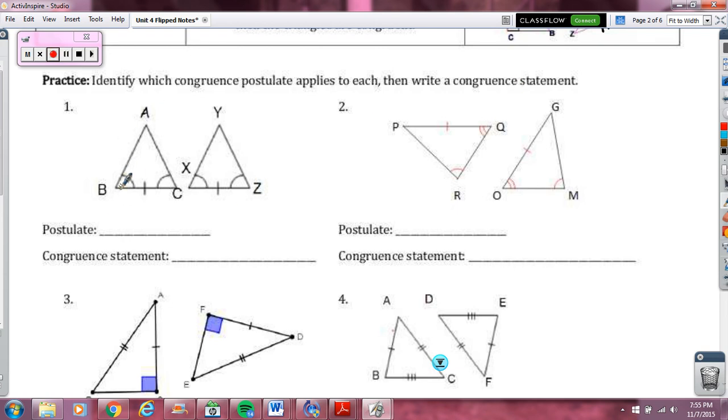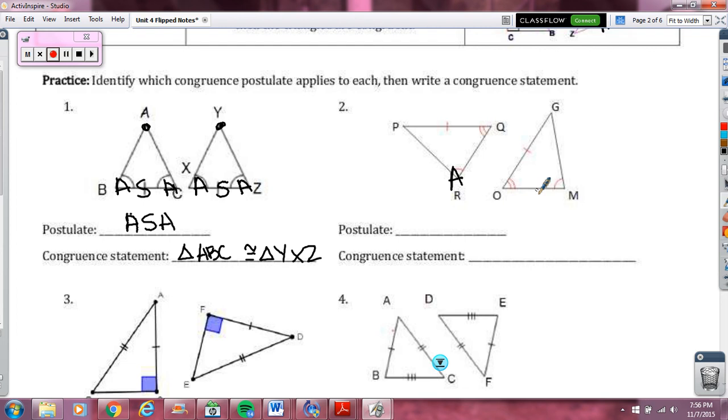When I look at my first triangle, I see an angle, that same angle's over here. I see a side, that same side is over here, and then an angle. That triangle has the same angle. So I would say the postulate that proves they're congruent is ASA. Congruent statement, triangle ABC is congruent to triangle, let's see, A matches up with Y, and then B and X match up, C and Z match up. So there's my congruent statement. You could have the letters in a different order if you wanted to, as long as the corresponding ones match up.